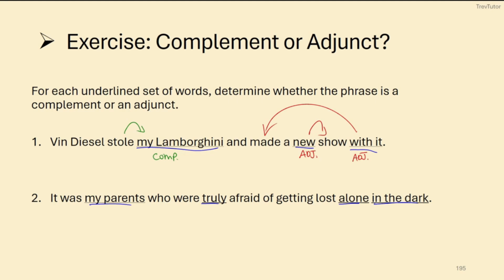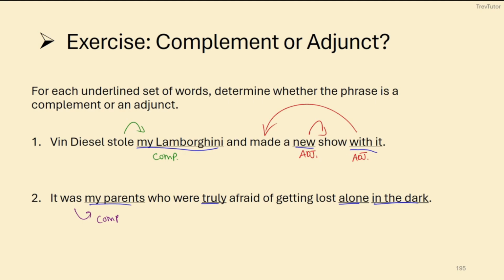Okay, it was my parents who were truly afraid of getting lost alone in the dark. So was is going to be introducing a complement for my parents. We can't just say it was who were truly afraid of getting lost alone in the dark. We need that there. And if we want to add an adjunct here, it was knowingly my parents. It was my parents knowingly who were truly afraid. It's a little bit difficult with cleft constructions to really get at that adjunct difference because we don't typically put adjuncts after the was. Usually it's just the complement that we introduce. So in clefts, after was, you can think of it as like the direct object of was in this case.